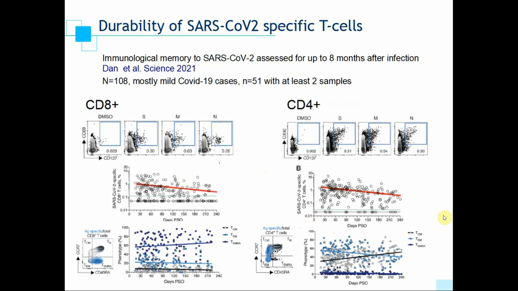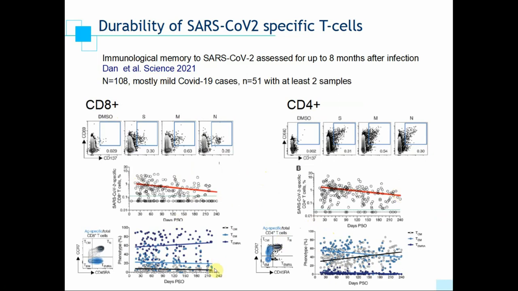How do T cells persist after the acute phase? So this is a paper from Shane Crotty's group in California. Here they are stimulating CD8 and CD4 T cells with pools of peptides from these different viral proteins, and they are quantifying how many activated T cells you have after this stimulation. And then they put all the data together with days post-symptom onset. So you can see that the CD8 cell response seems to decline over 6 months after infection, and the same for the CD4 T cell response.